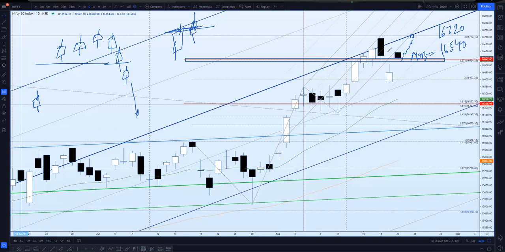Now on the lower side, if it starts to break below the gap, then we can go short. And on the downside, we can keep this as the first target, which is 16,450. And second target, we can keep somewhere around 16,300, where this small gap is still yet to be filled.